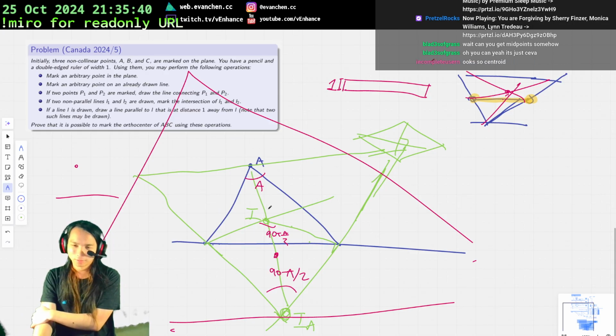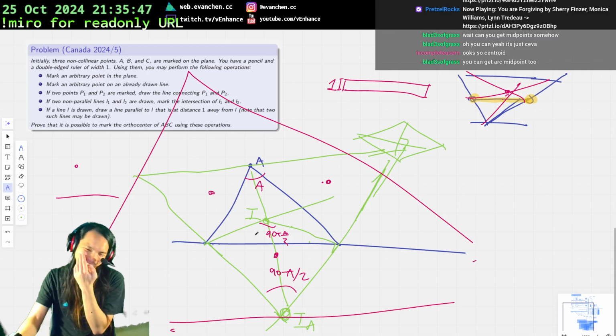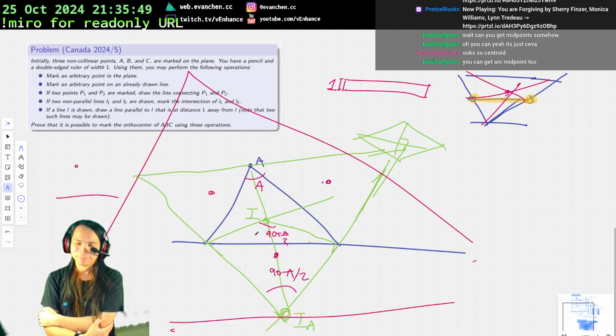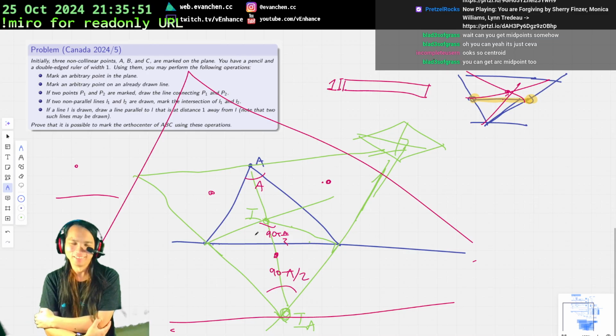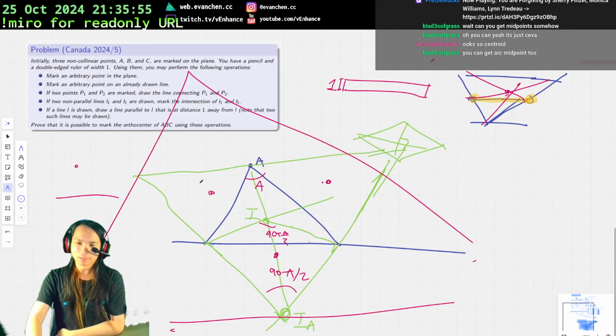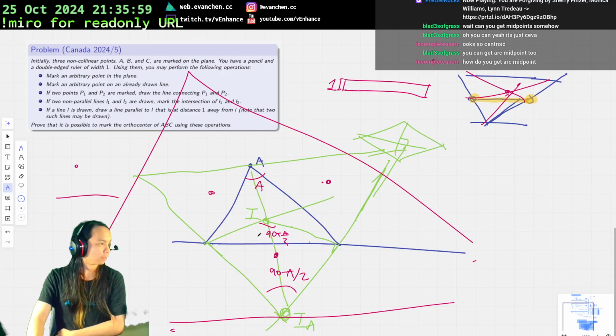So I can get these points on the 9-point circle. I don't know how I feel about that. I don't know if that's quite what I want. Actually, no, it might be. Is there any point on the altitude that's like the arc mid?